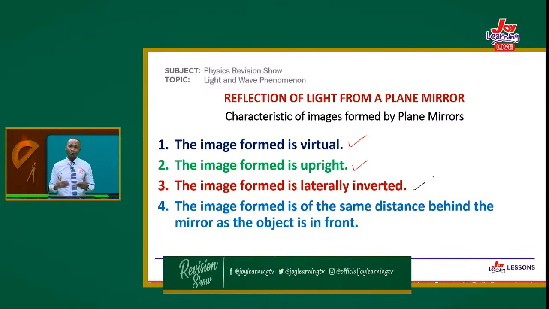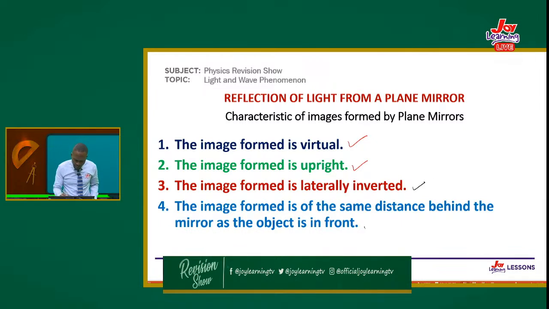What do you mean by lateral inversion? Stand in front of the mirror and lift your right arm. There you see the image in the mirror lifting its left arm. You lift your left arm, and the image in the mirror is lifting its right arm. That's what we call lateral inversion. Your left becomes the right of the image, and your right becomes the left of the image. Sometimes I could give you some letters placed in front of a mirror, and you'll be asked to tell how the mirror is going to reflect those letters.